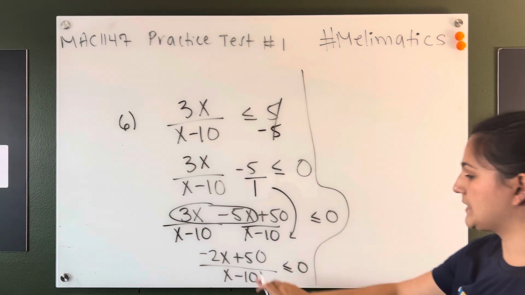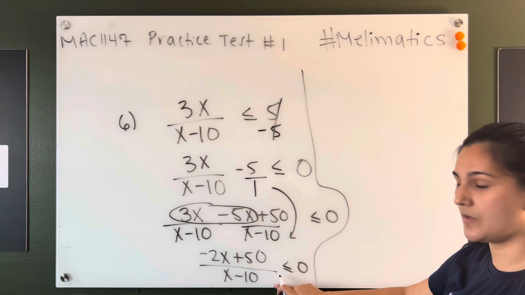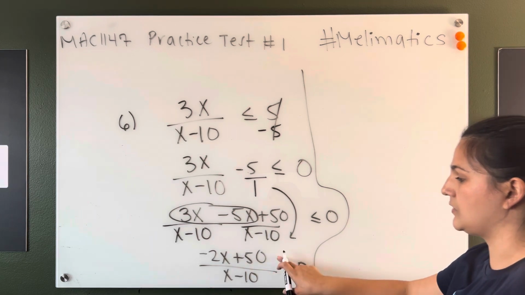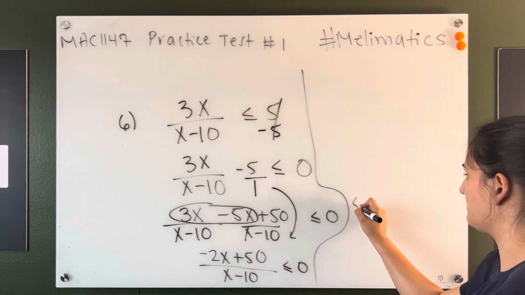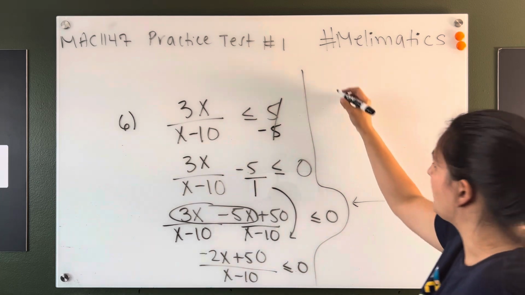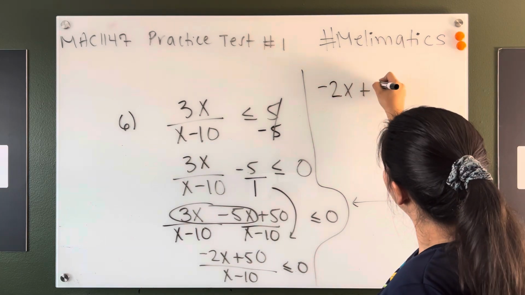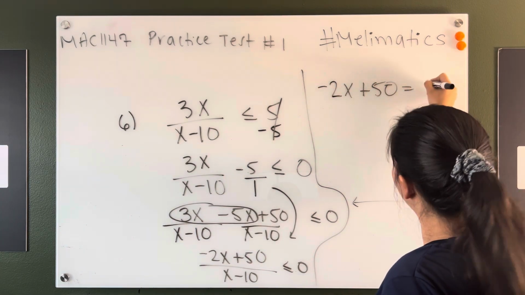Now we're going to set both the numerator and the denominator equal to 0. We're going to solve for x and use those as our boundary points on the number line. So I'm going to set the numerator equal to 0 and solve for x.